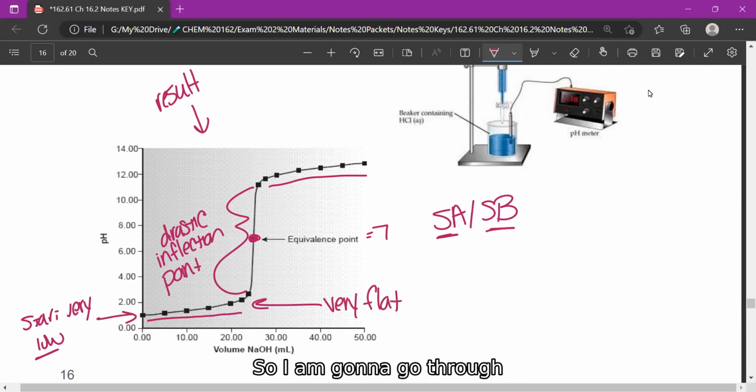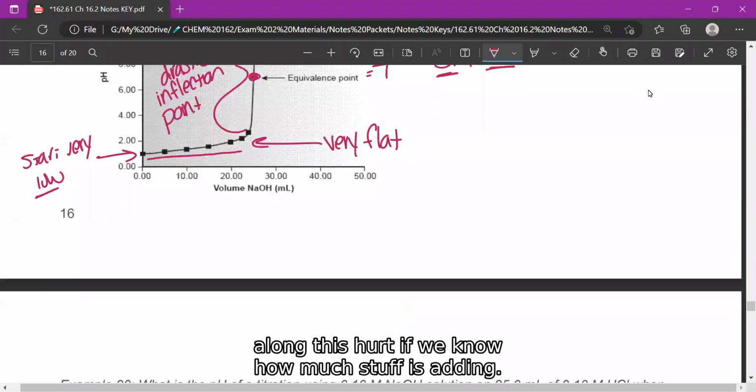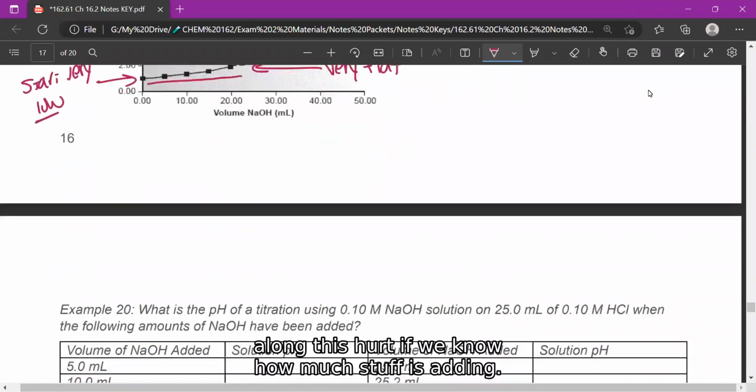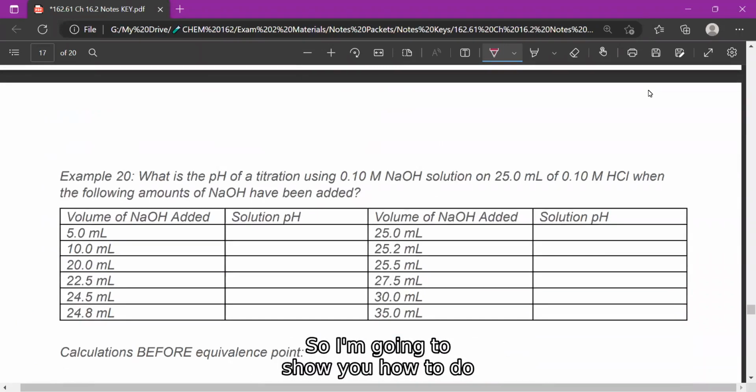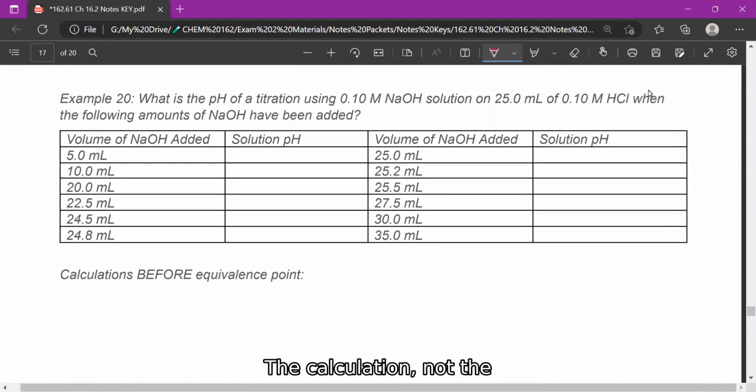So I am going to go through the calculations for finding the pHs of strong acid, strong base titrations, and we can actually calculate what the pH is going to be at every point along this curve, if we know how much stuff is in it. So I'm going to show you how to do the calculations before you hit the equivalence point, the calculation at the equivalence point, and the calculations beyond the equivalence point. Excuse me. So what we're going to do, I'm just going to show you one of each.